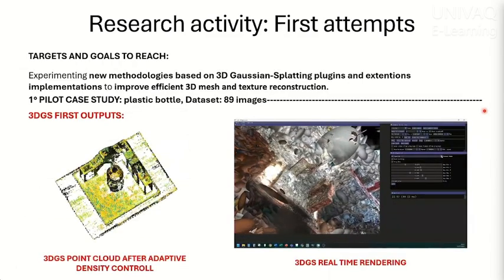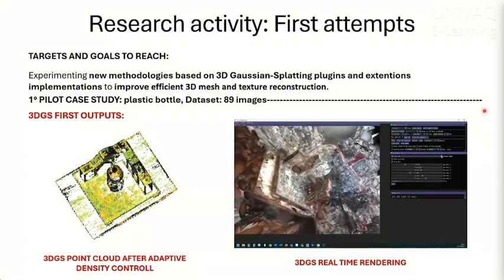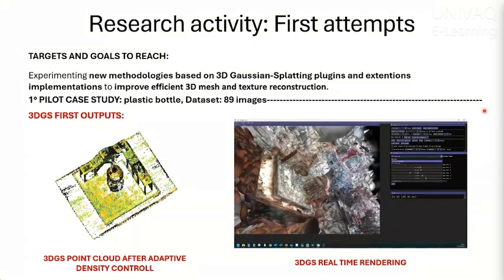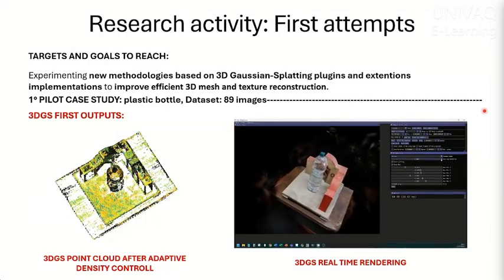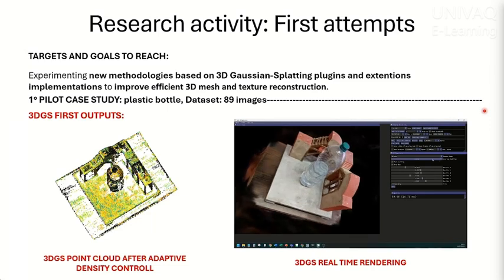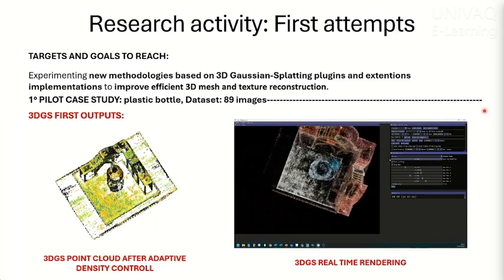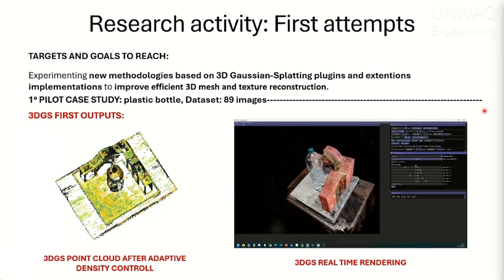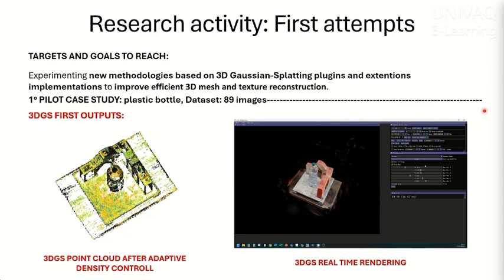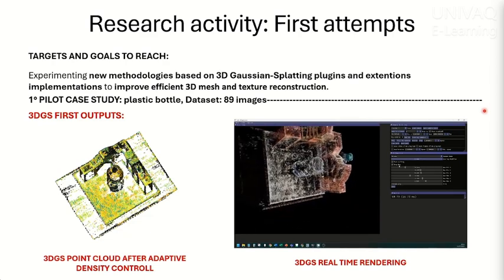In these first attempts, we decided to use a first pilot case study that regards a plastic bottle inside a model, with 80-90 images, and these are the first 3D Gaussians output that came out. The point cloud is on the left, and the real-time rendering with the splat, and as you saw before, the Gaussians.